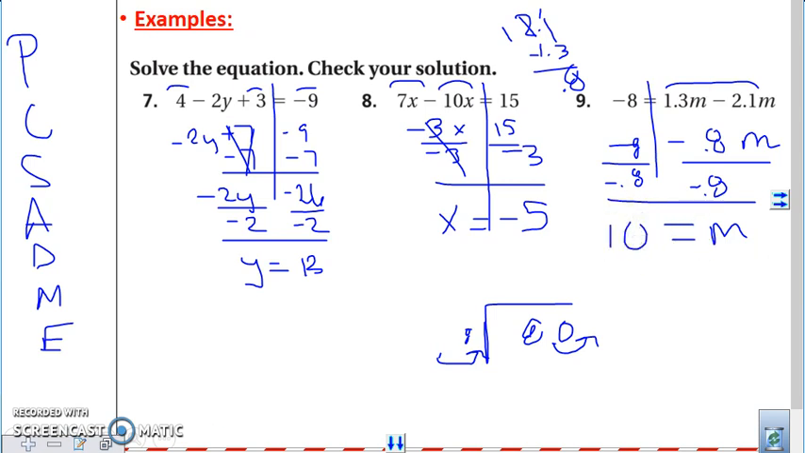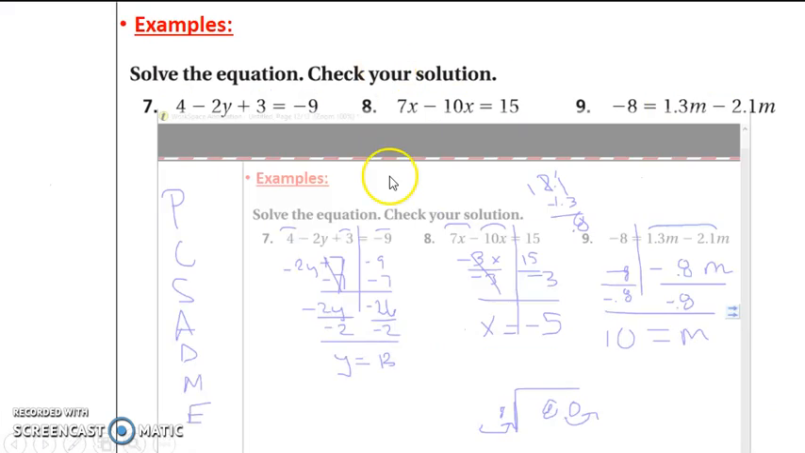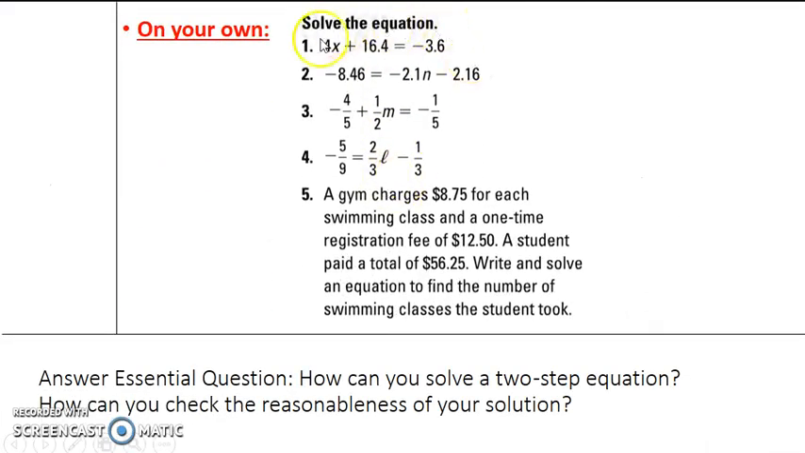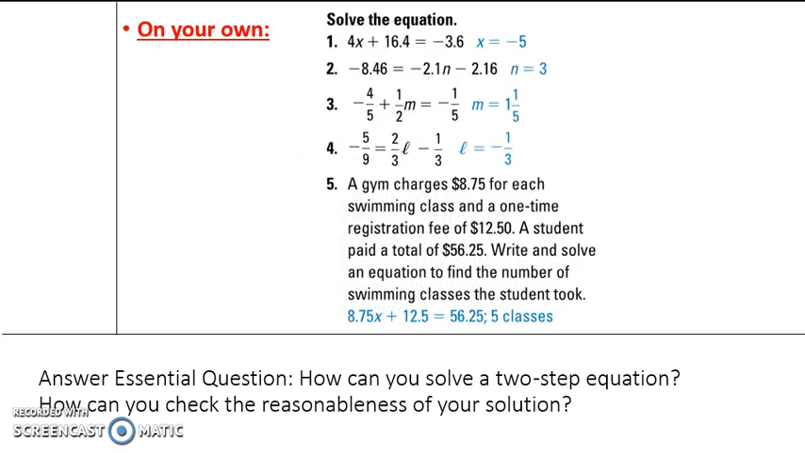All right, here are your on your own problems. Pause your video, try them, resume when you're ready to check. Thanks for pausing your video. Here's what you should have gotten.